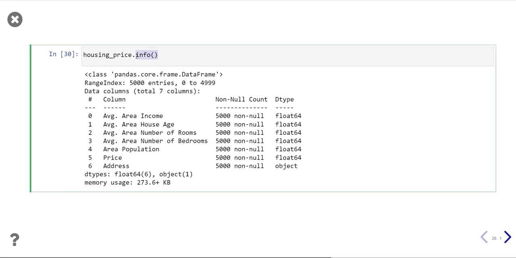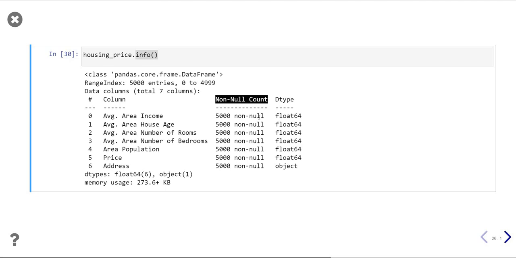And there is also this function info. So make sure you know all these functions, because these are the functions that you will be using for your project 1. So when you use info, what does it actually show? It shows the range of index that you have, how many entries in total, and the index from 0 to 4,999. Also it gives you the columns, the total number of columns, all the names of the columns, and the index of the columns. And also it gives you the non-null count.